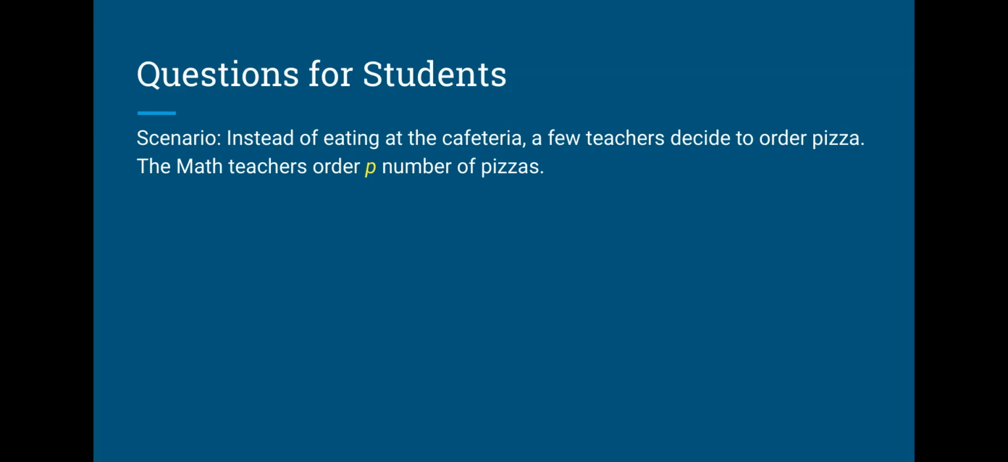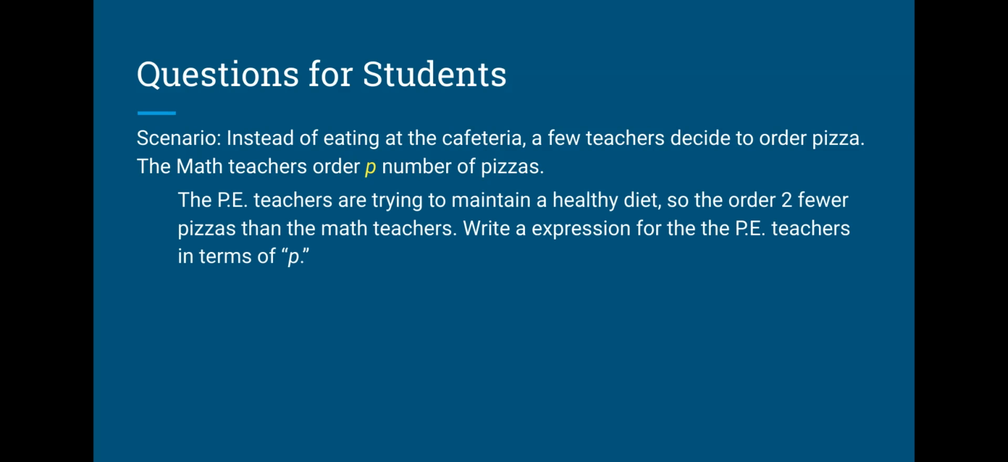So now we can ask students to build some expressions based on that. The PE teachers are trying to maintain a healthy diet, so they order 2 fewer pizzas than the math teachers. Write an expression for the PE teachers in terms of P, in terms of that math department. Well, if it's 2 fewer, they want 2 less than P, or P minus 2. This is really interesting. Now this expression has a meaning. It's not just calculate this.